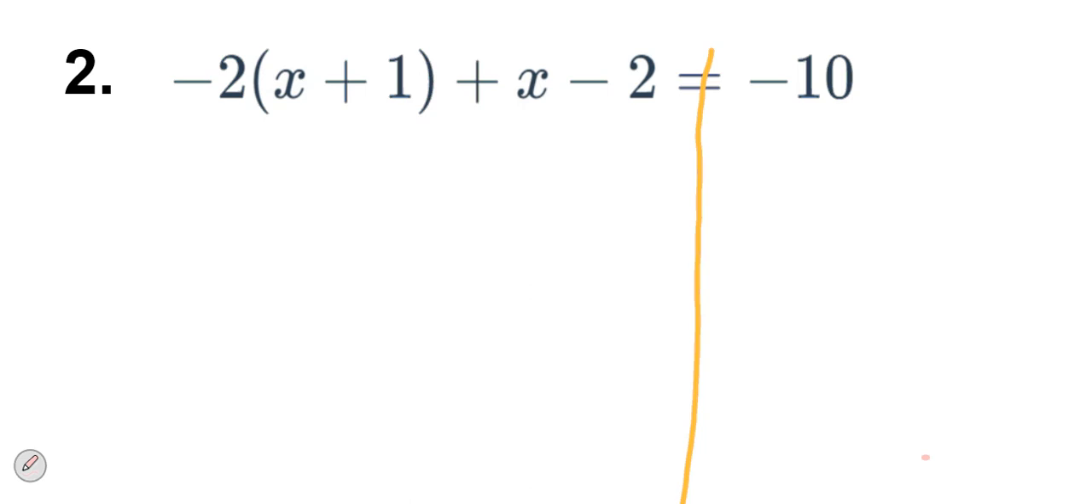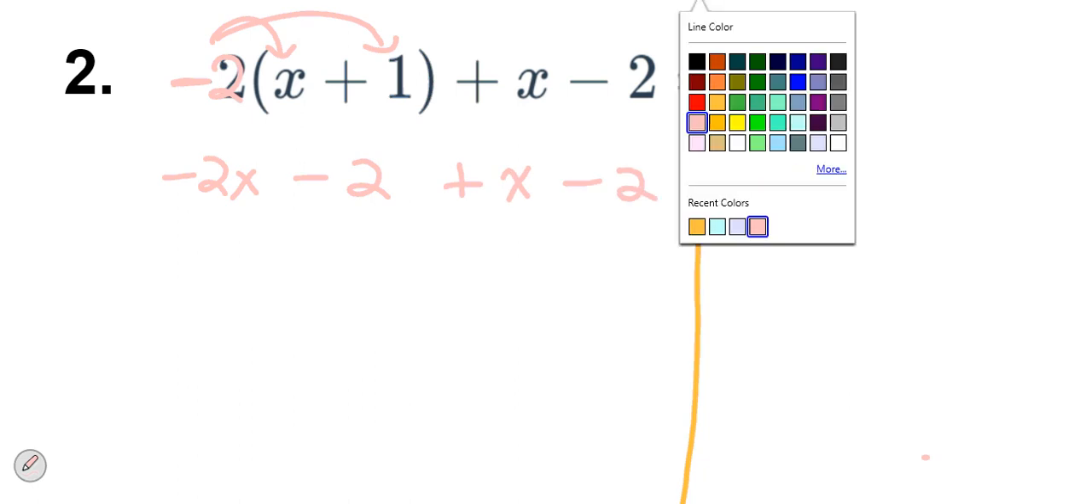So this time the only difference is we're distributing a negative 2. So we have to remember to distribute the negative part too, all right? So negative 2x, negative 2 times 1 is negative 2. And then bring down everything we didn't do anything to. And then once again, let's bring up the lavender.